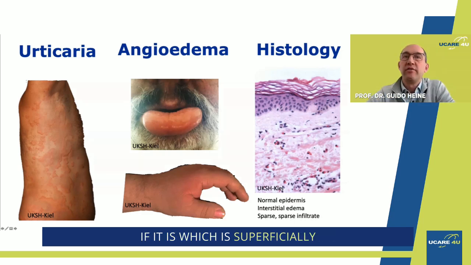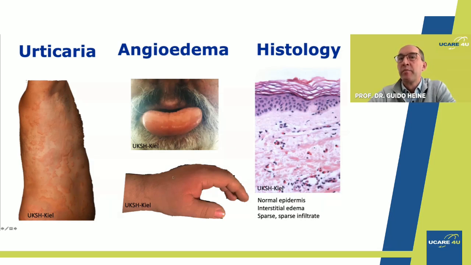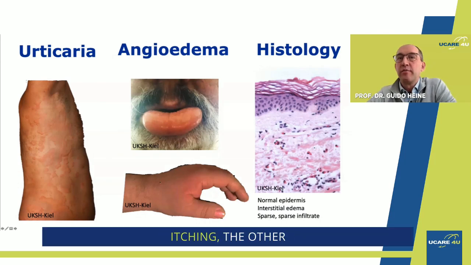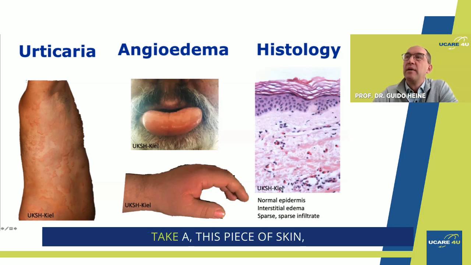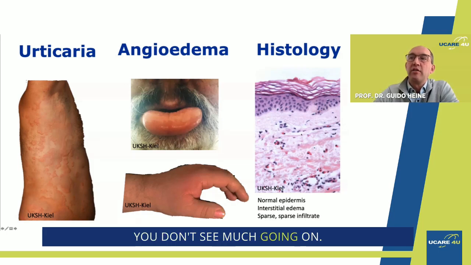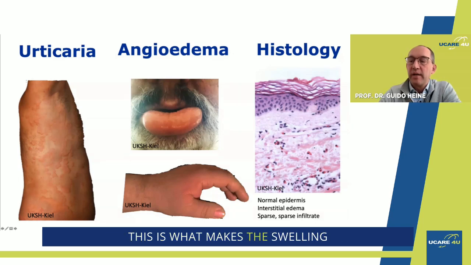If it is superficial, it is called urticaria, or if it's deeper in the skin, it is called angioedema, which is a swelling of the skin. Both, the one is more itching, the other more disabling or disturbing. But if you take a histological slide, this is what dermatologists do, take a piece of skin, analyze it in the microscope, you don't see much going on. The surface skin is totally normal. And beyond, it's just what we call edema. It's too much so-called water in the skin. This is what makes the swelling and explains why it comes so fast and goes so fast.